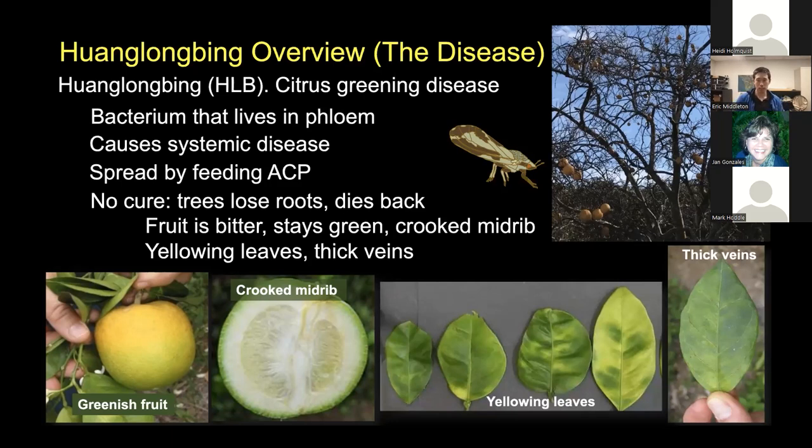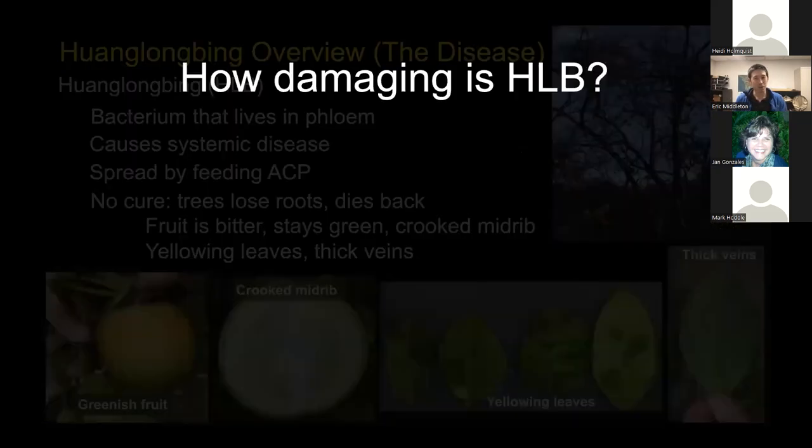And then also you'll get leaves with thicker veins that are appearing. So all these symptoms can point to HLB, although still one of the best ways to actually figure it out is not to eyeball it looking for symptoms, but to actually conduct PCR on the tree, especially because HLB can be extremely damaging and it's not something we want just floating around.